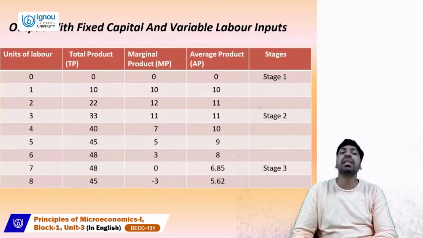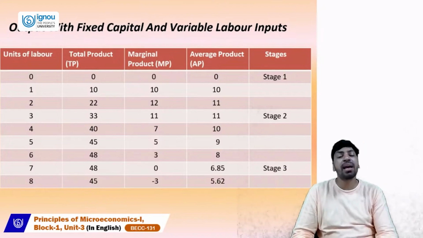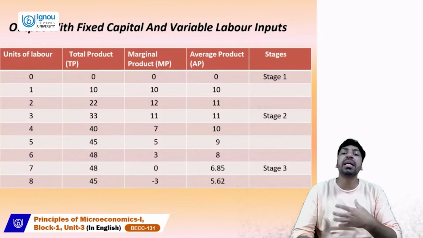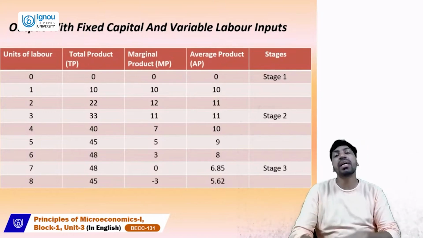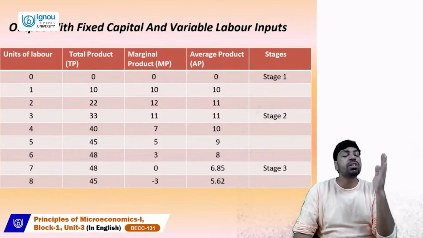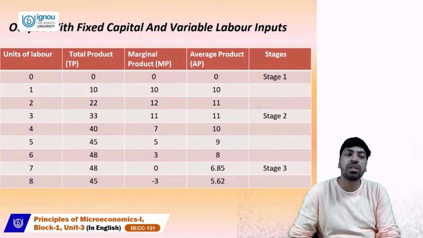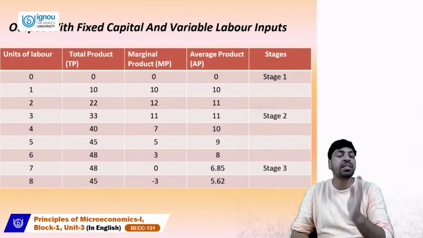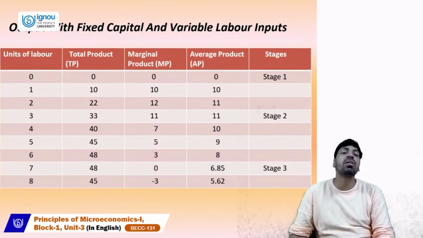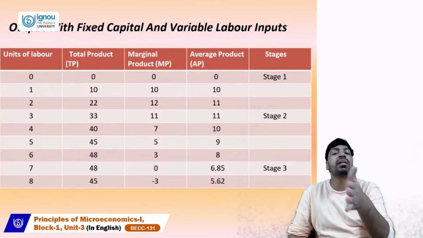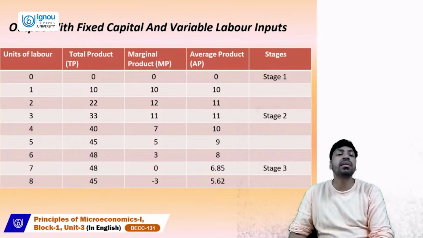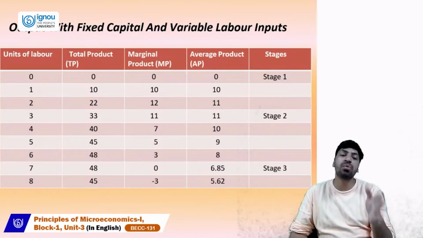And how to calculate the total product, marginal product, and average product. It is very easy to understand using this tabulated representation, and accordingly you can show the stages of the law of variable proportion. The units of labor are given in the question, that is 0 to 8, 8 units of labor. Total product is always given, because based on the total product, the marginal product and average product will be calculated. So total product is 0, 10, 22, and so on.